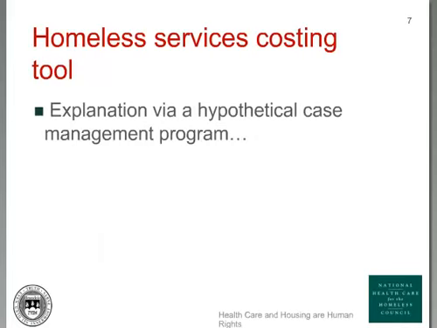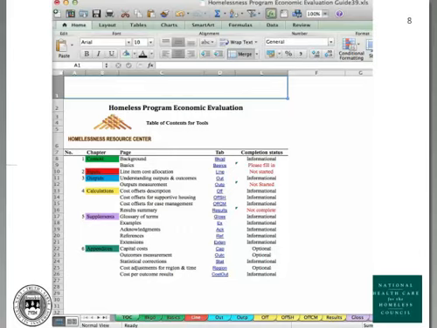As a way of explaining the costing tool, we'll begin with a hypothetical case management program. And you can open up your own tool now if you want to follow on, or do so later. When you first open up the tool, it's an Excel tool, it has a series of sheets, as Excel workbooks do. Each of the sheets are interrelated, and they have hyperlinks so that if you click on something, it will take you to another sheet. So this is the starting place, and lists the table of contents, and you can see the tabs along the bottom for each of these sheets.